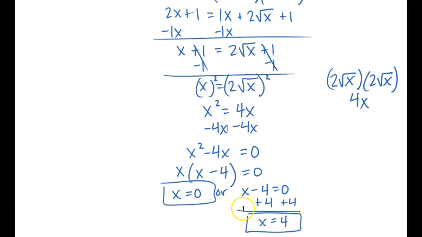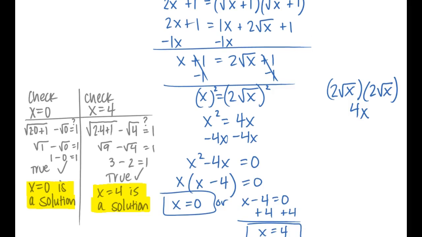Now, of course, we want to take a moment and plug both of those back in separately to make sure that they work for the original equation. When substituting in x equals 0 for the original, I get a true statement, so that means that is a valid solution. And the same thing happens when I plug in 4. I get another true statement, so x equals 4 is also a solution. So for the original equation that we started with in example 5, x equals 0 and x equals 4 are the two solutions.